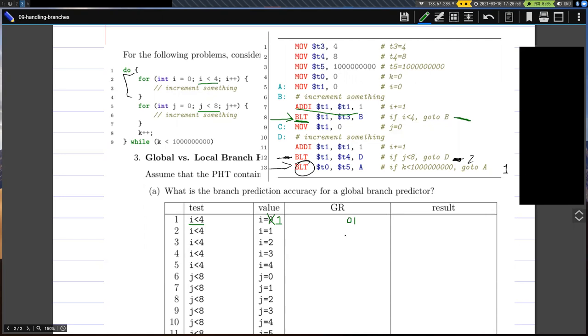Then we look back one more. What is that one going to be? Taken. And we're going to actually get three takens because this is in the middle. These three here are kind of in the middle of our second for loop. Okay, so we just keep taking until the very end, and this is the very end where we have a not taken. And what is the result? So this one is taken.